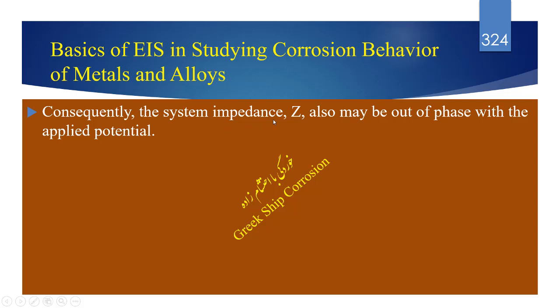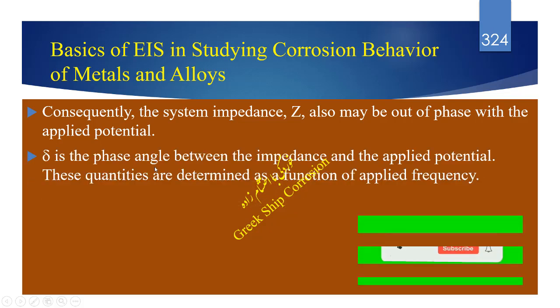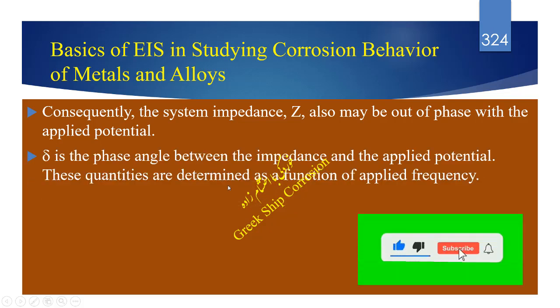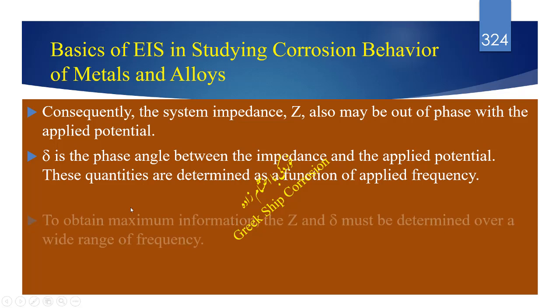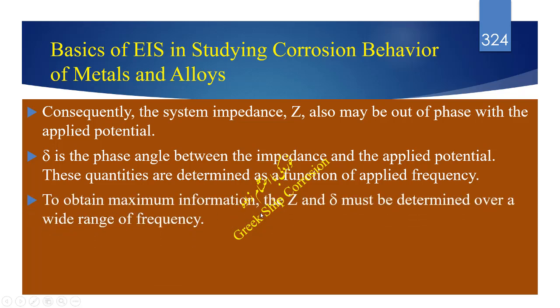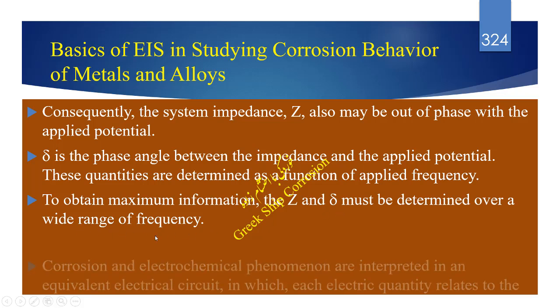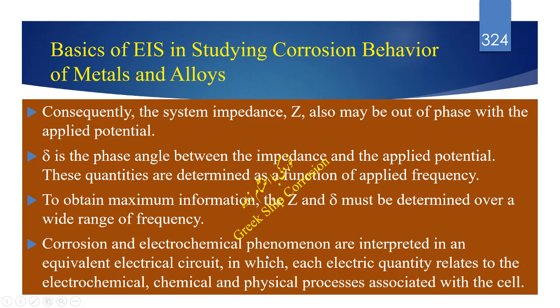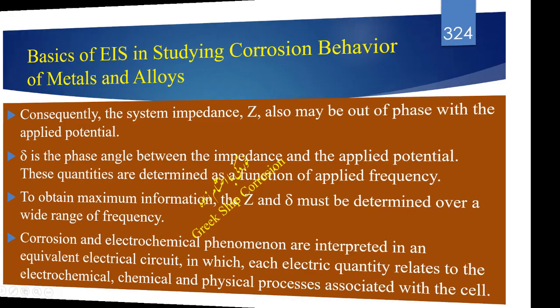Consequently, the system impedance Z also may be out of phase with the applied potential. Delta is the phase angle between the impedance and the applied potential. These quantities are determined as a function of applied frequency. To obtain maximum information, the Z and delta must be determined over a wide range of frequency. Corrosion and electrochemical phenomena are interpreted in an equivalent electrical circuit in which each electrical quantity relates to the electrochemical, chemical, and physical processes associated with the cell.